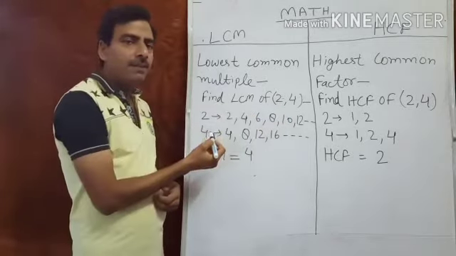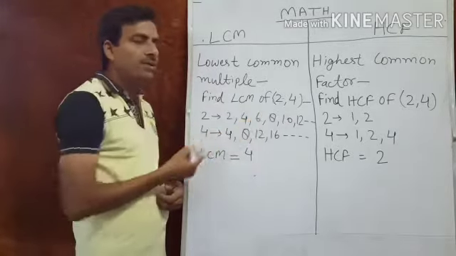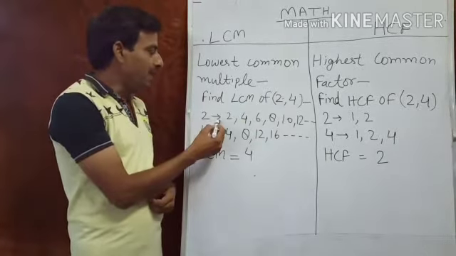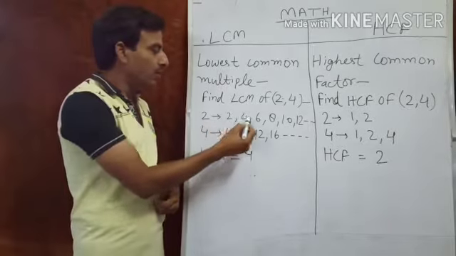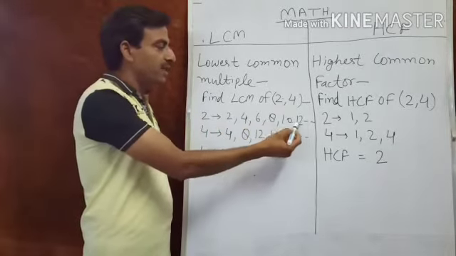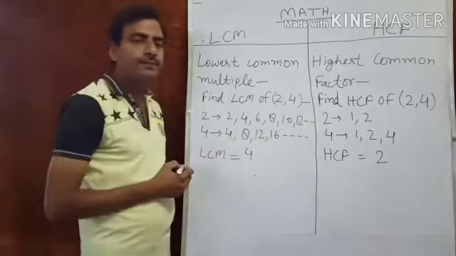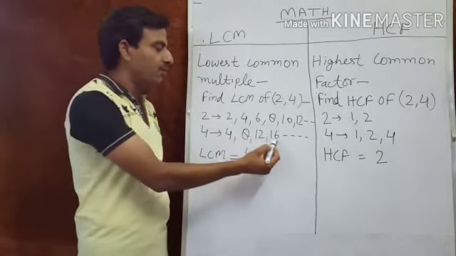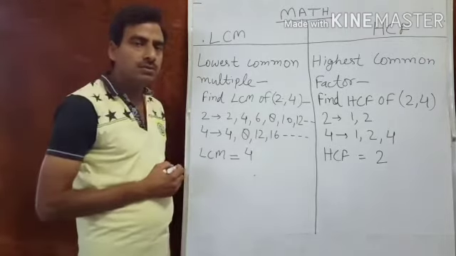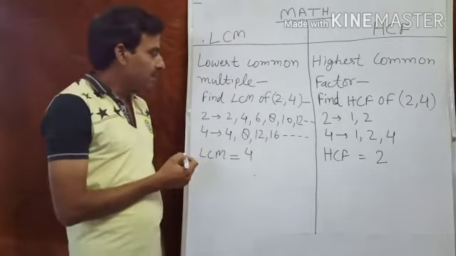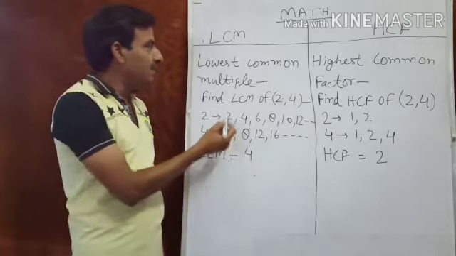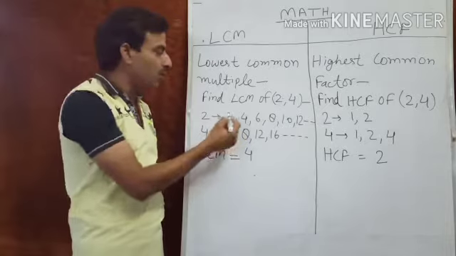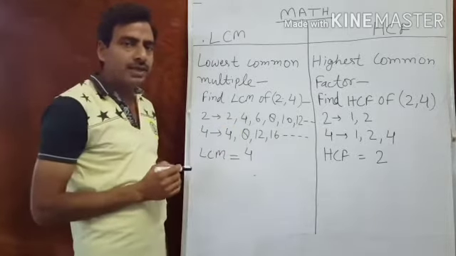As an example, find the LCM of 2 and 4. Multiples of 2 are 2 1 is 2, 2 2 is 4, 2 3 is 6, 2 4 is 8, 2 5 is 10, 2 6 is 12 and so on. Multiples of 4 are 4 1 is 4, 4 2 is 8, 4 3 is 12, 4 4 is 16 and so on. Here we have to understand which one is lowest, which one is common, and which one is multiple. All are multiples, understood?